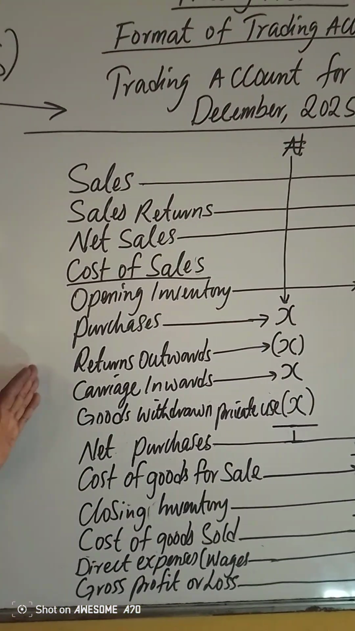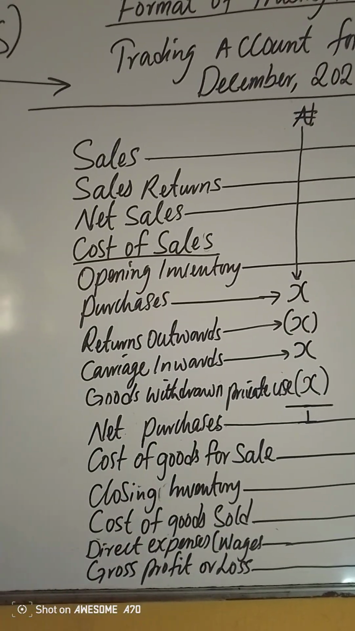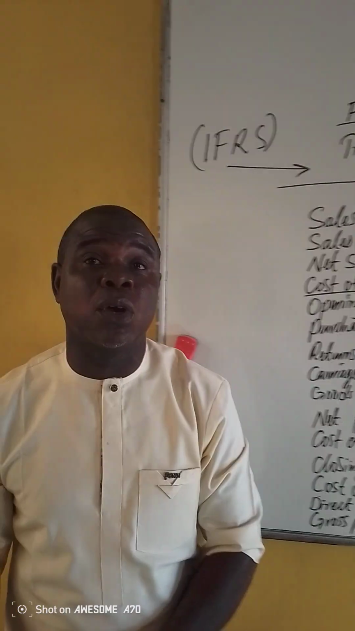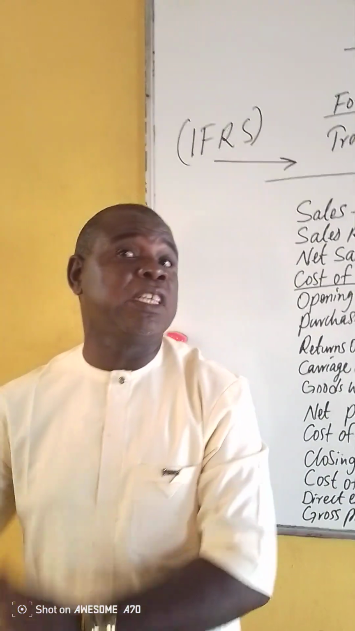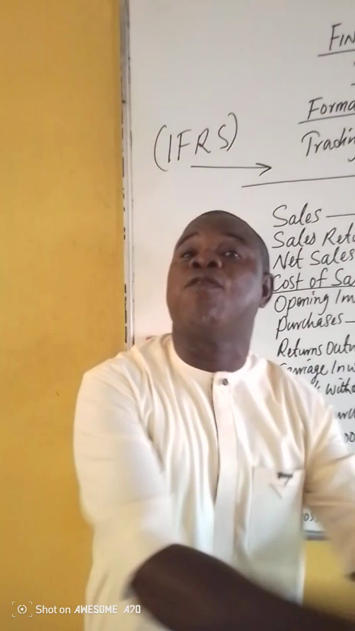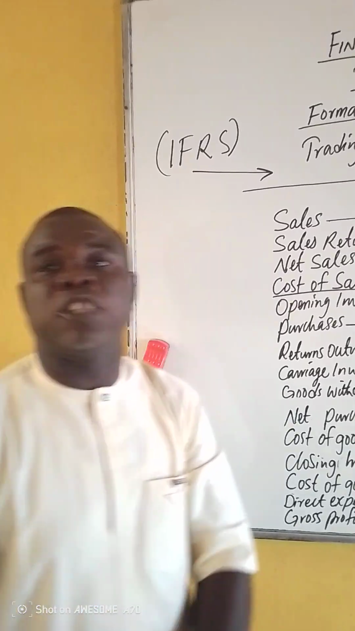Then let's see the next one, which is called cost of sales. Cost of sales, which some call cost of goods sold. But the appropriate heading is called cost of sales because direct expenses are involved. If direct expenses are not involved, the right heading will be cost of goods sold. But when direct expenses are involved, you must call it cost of sales.